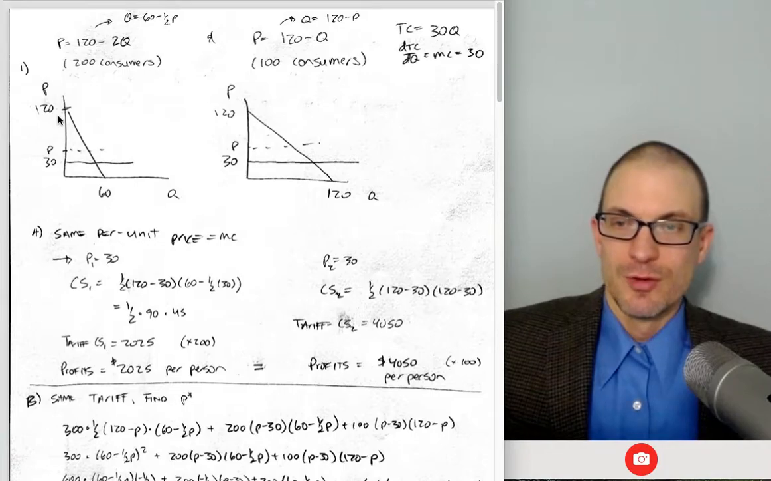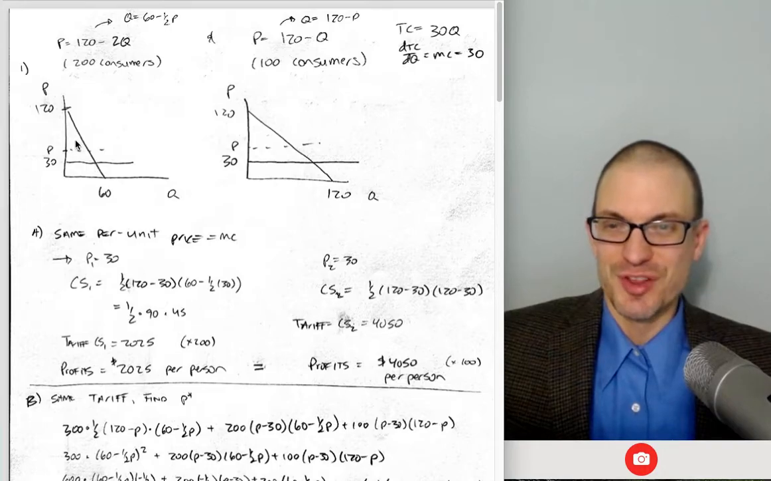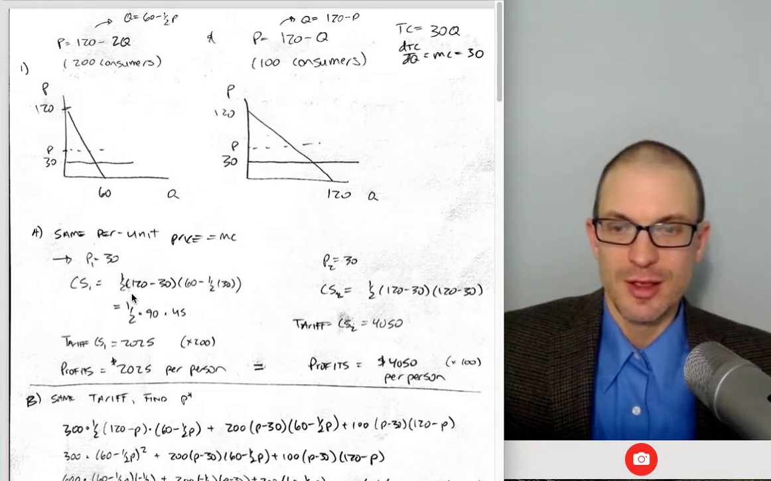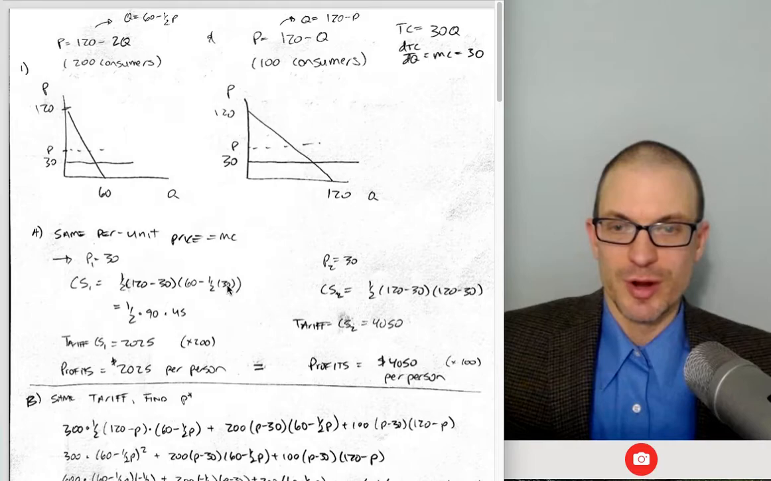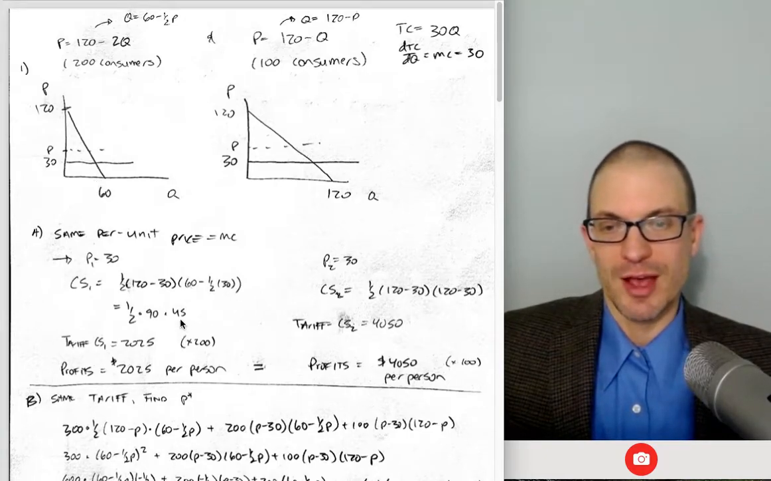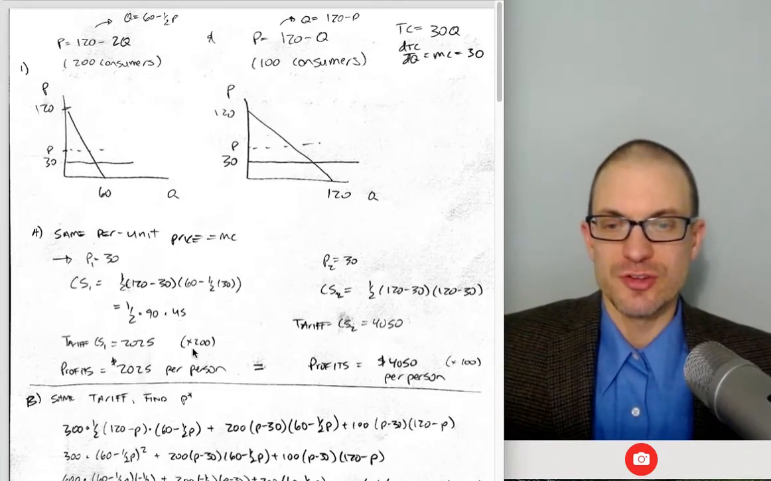But for part A, basically what I'm doing is trying to find the area of consumer surplus at the price of 30, right? That's just the area of this triangle and then the area of this triangle respectively. So it's 1/2 base times height, or 1/2 times 90 times 45, right? This is 120 minus 30, that's this length right here. And then 60 minus 1/2 times 30, that's the quantity associated with the given price of 30, which is 45. So if I calculate, this is 2,025 per person, and I've got 200 such consumers.